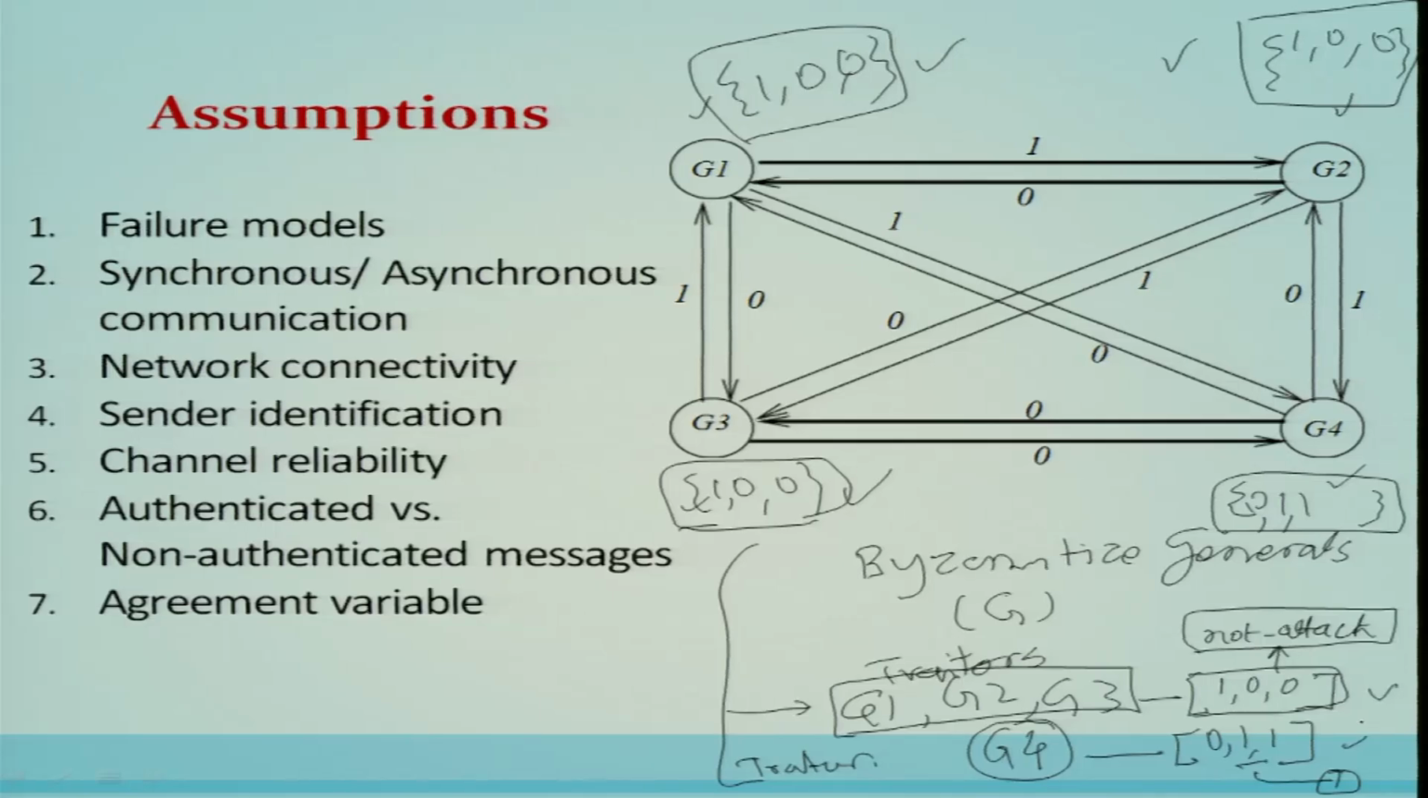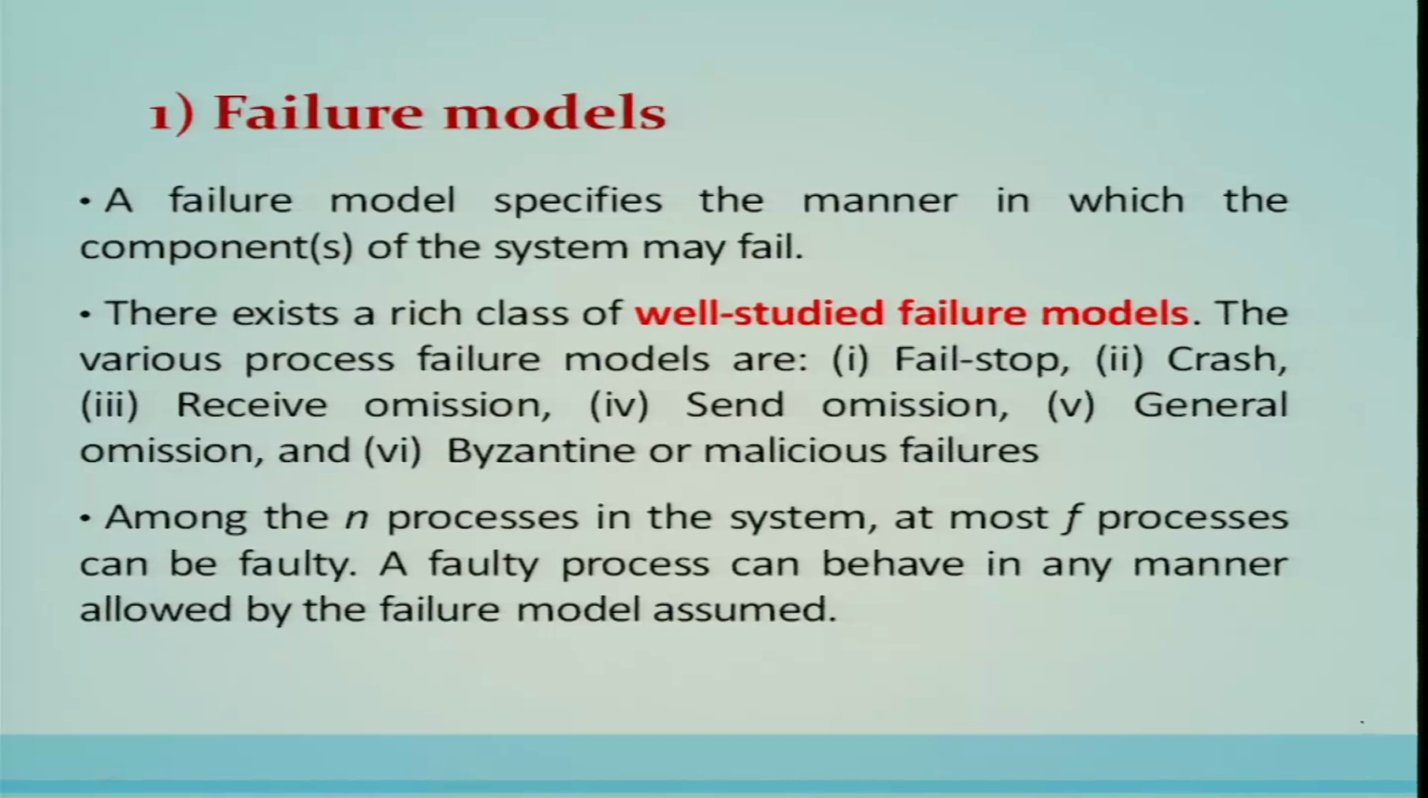We are going to see how this particular agreement problem is going to be solved using algorithms, and what the system models and failure models are where we are going to solve them. We are going to see these assumptions one by one. A failure model specifies the manner in which the components of a system may fail. There exists a rich class of well-studied failure models. The various failure models are fail stop, crash, receive omission, send omission, general omission, and Byzantine or malicious failures.